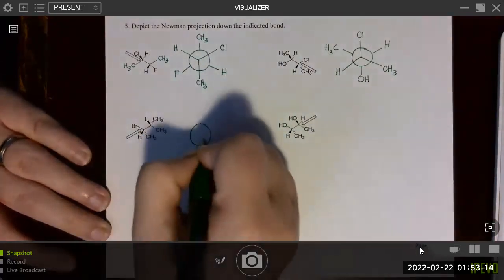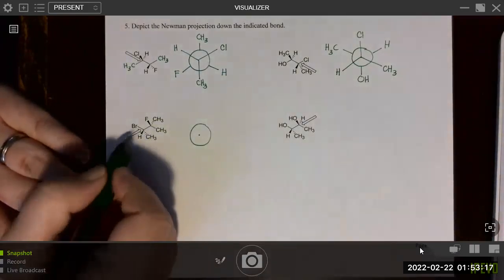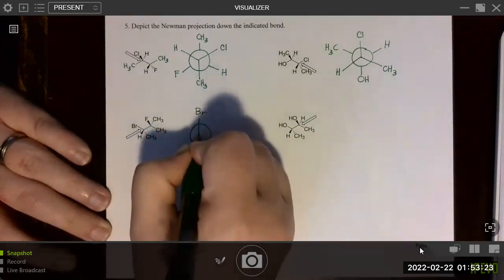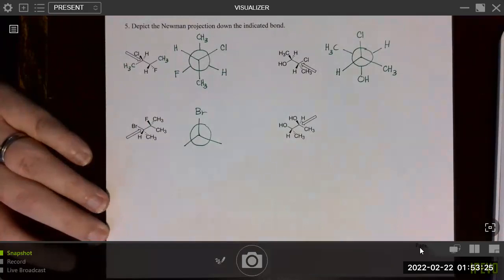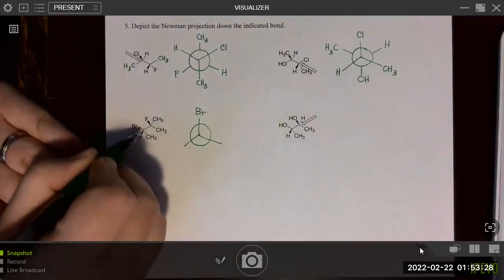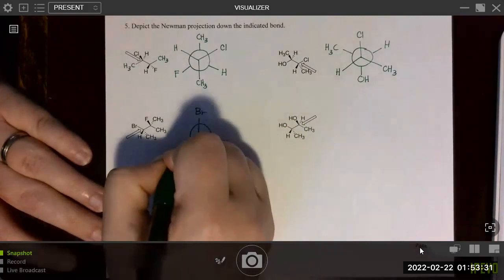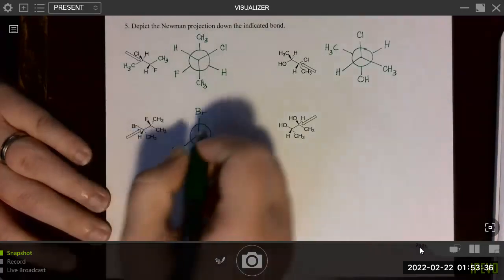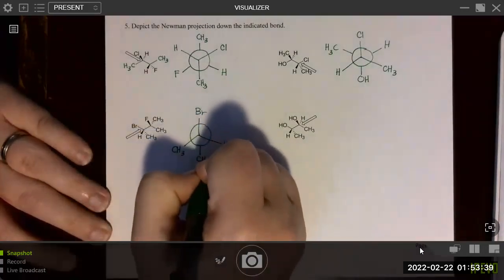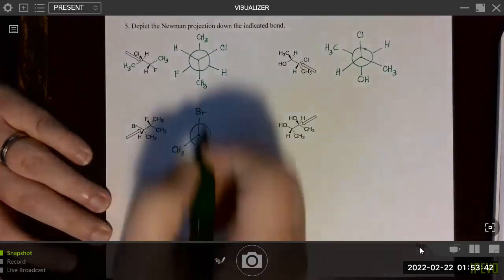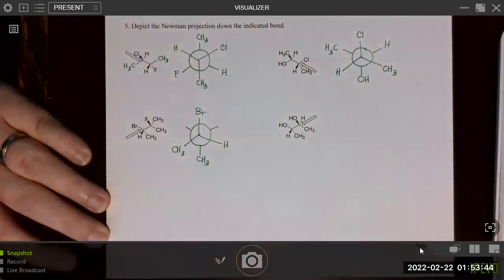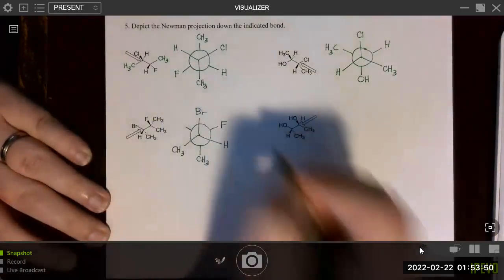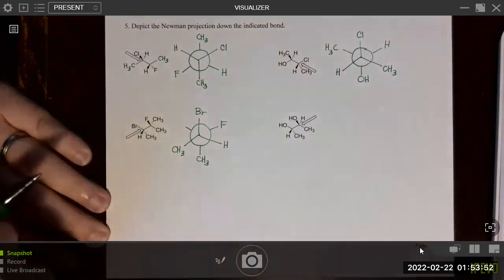Draw another circle with a dot. We are looking up this carbon-carbon bond and pointed straight up is a bromine. Right, and then coming out of the page and to our right is hydrogen. And into the page and to the left is a methyl. And then looking down here, I have a methyl group on the back carbon pointed straight down. And then I also have a fluorine off up and to my right. And a methyl group up and to my left.